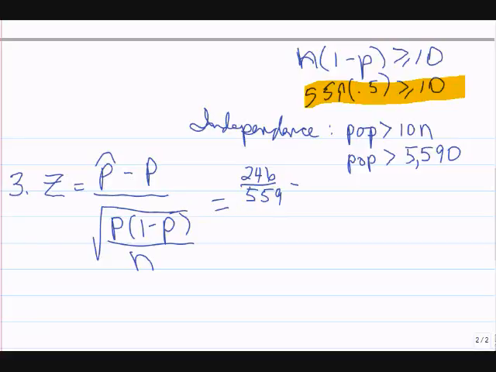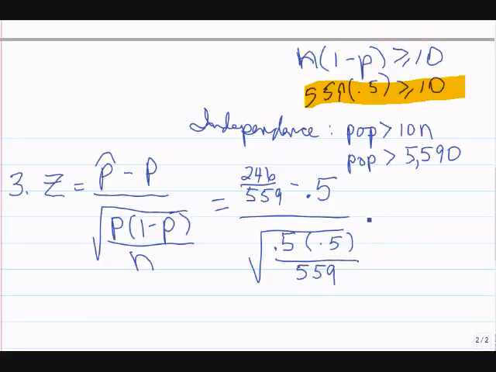My hypothesized population proportion was 0.5. Divide this by the square root of p, hypothesized p, 0.5, times 1 minus p, divided by 559. And I'll race you. We'll see who can get this right.